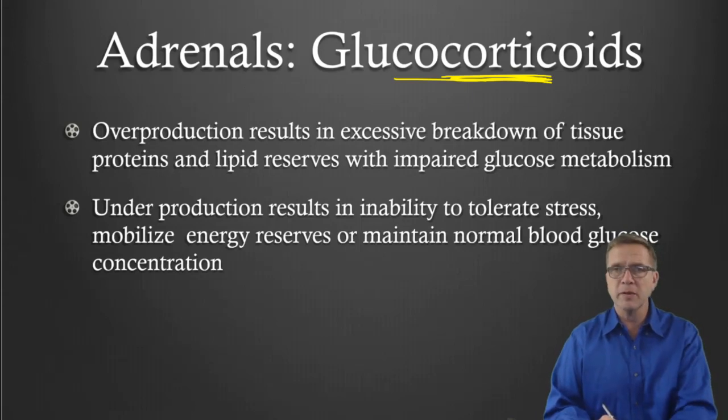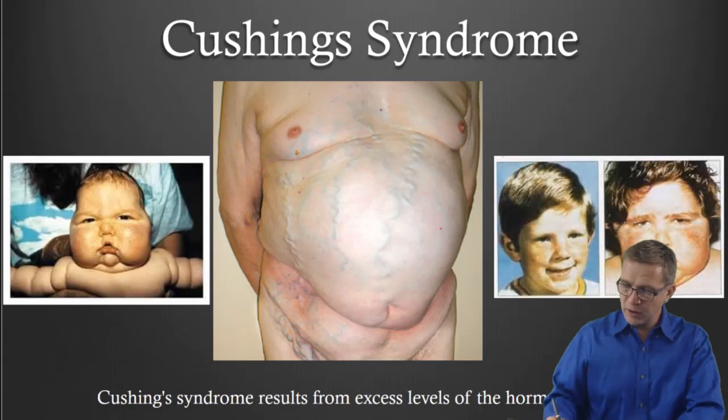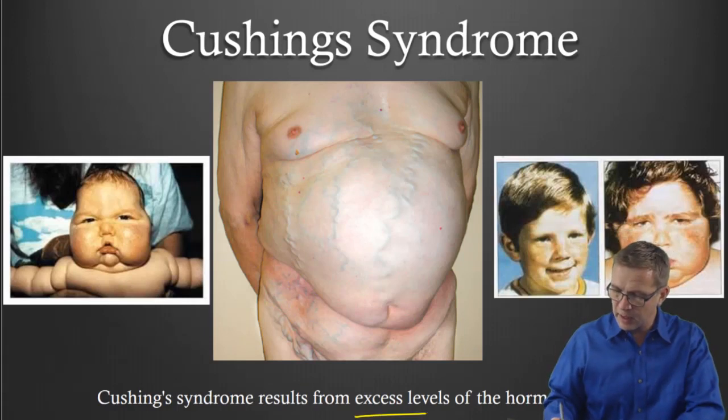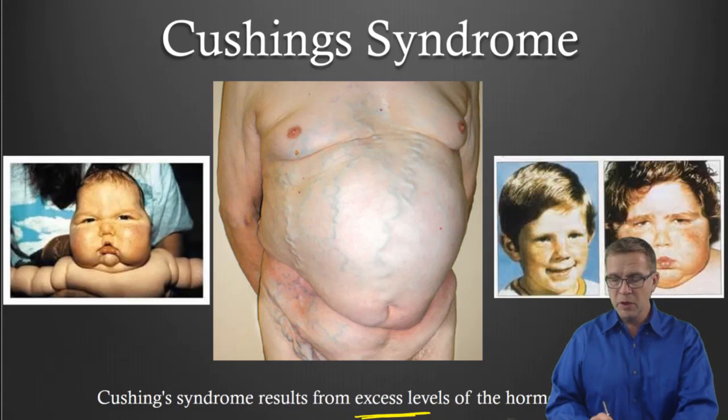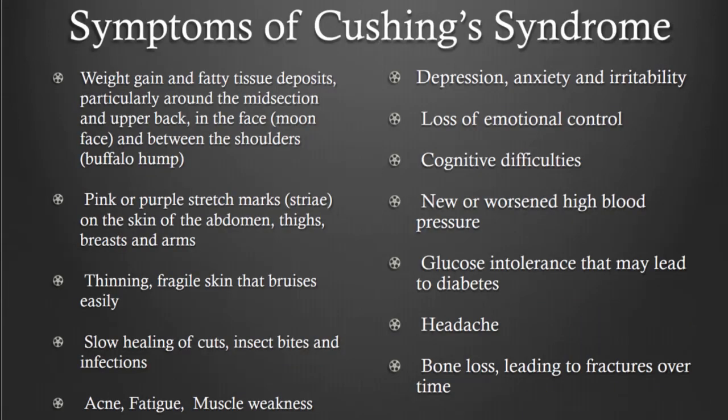So let's give a couple examples. So you have Cushing's syndrome. Now, in this case, we have too much. So we have hypersecretion, excess levels of the hormone cortisol. And you see this weight gain and these fatty tissue deposits, especially in the midsection, upper back, and the face. You get this moon face, and also between the shoulders.